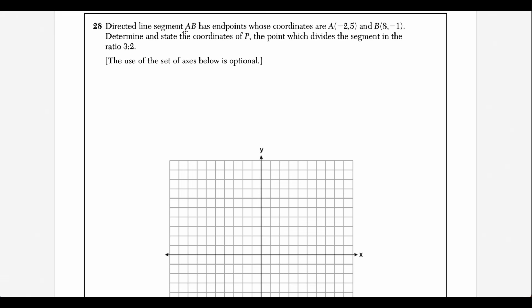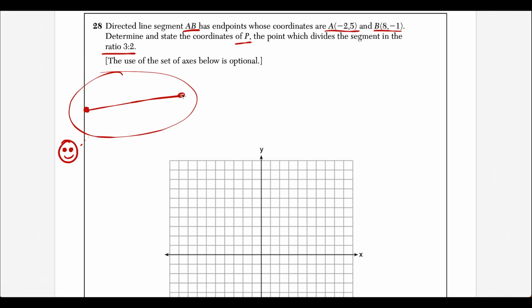So question 28, we have line segment AB and the endpoints are here. And then we're told to determine and state the coordinates of P, and that's the point that divides the line segment into a ratio of 3 to 2. So the first thing I imagine with questions like this, or you could even draw this on paper, is a line segment like this, and here's, let's say, A and here's B, and this is not necessarily the direction this is going, but we have points along the way.